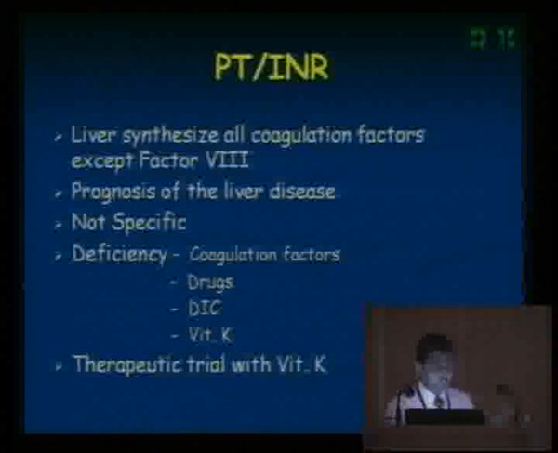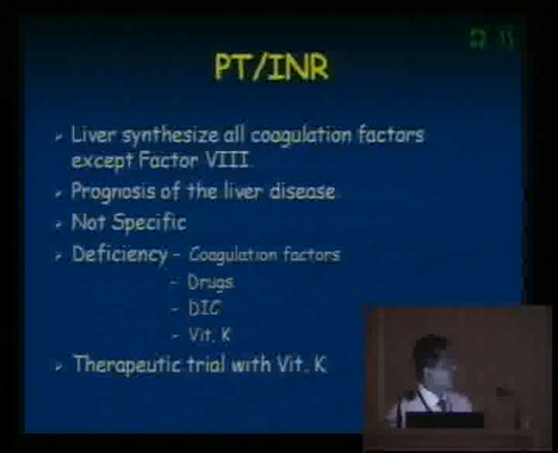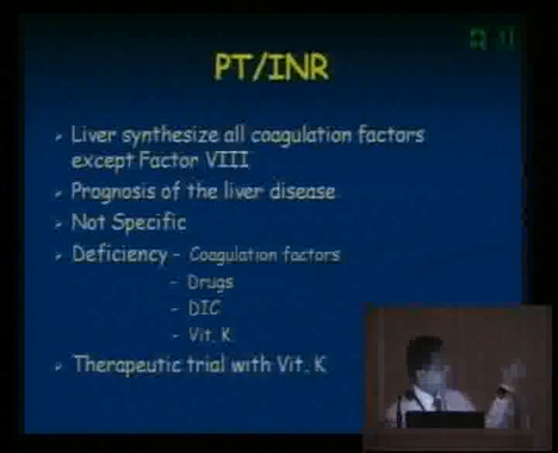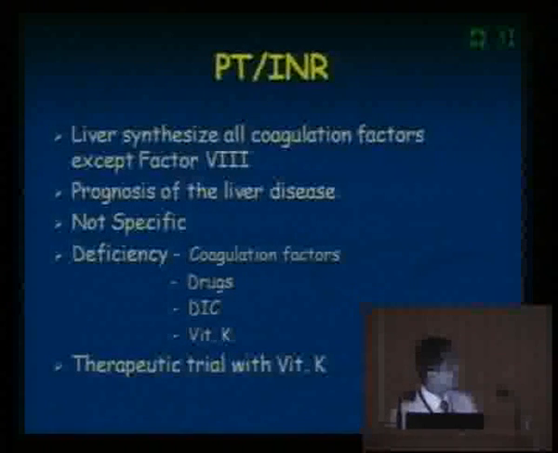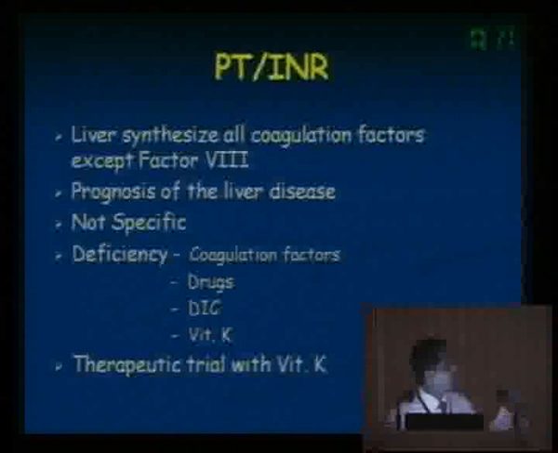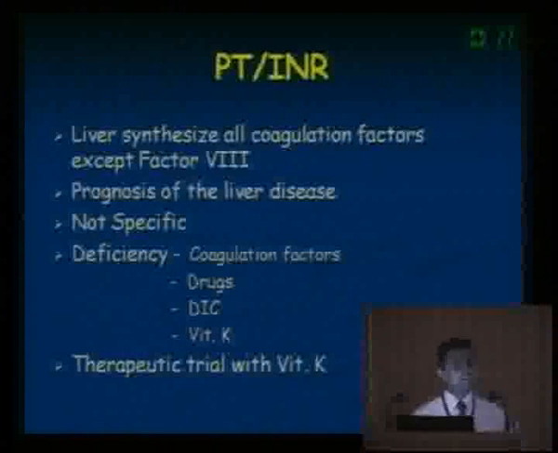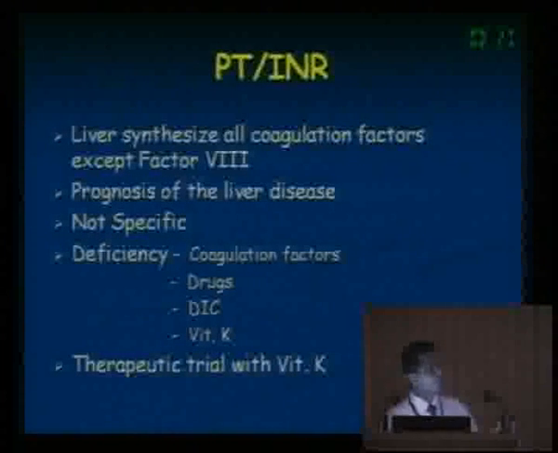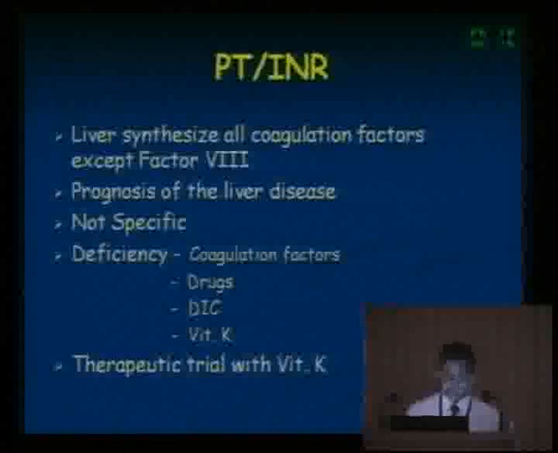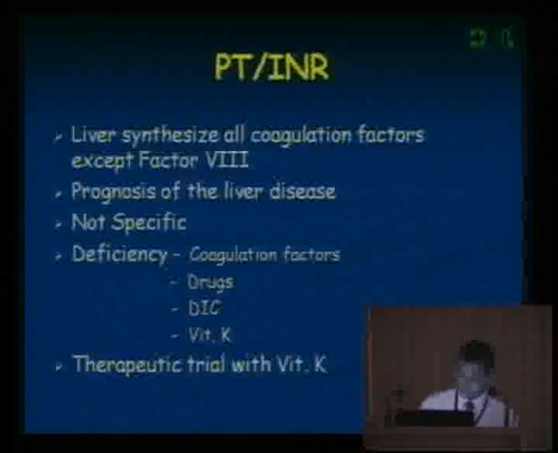Prognosis of the liver disease, as we have discussed, it's not specific. Deficiency of coagulation factors is not specific. You may find it in drugs and DIC. In simple vitamin K deficiency, you may see a prolonged PT. Just a therapeutic trial with vitamin K will differentiate whether the liver cell is involved or it's just a vitamin K deficiency, for example, newborn hemorrhagic disease.